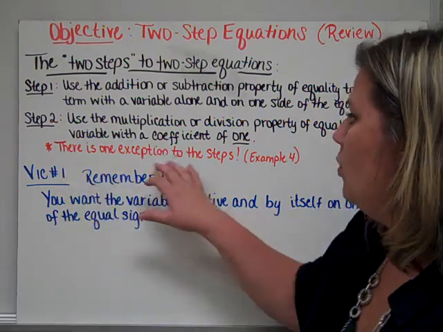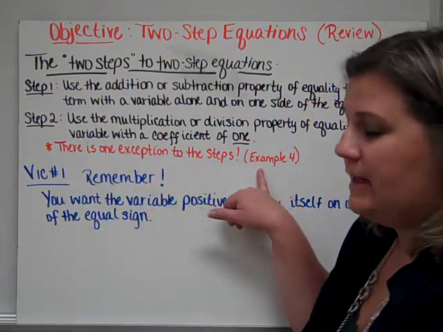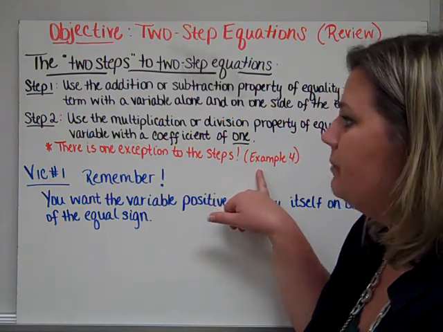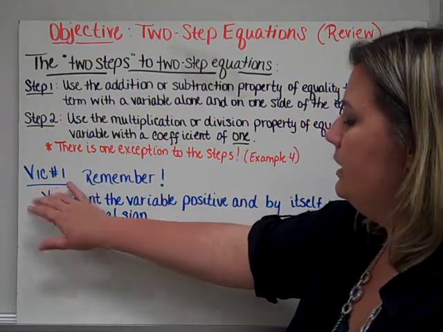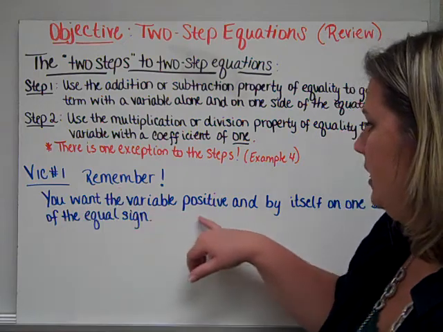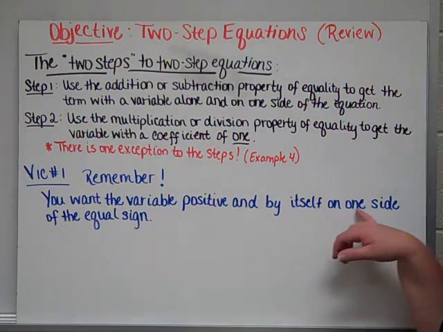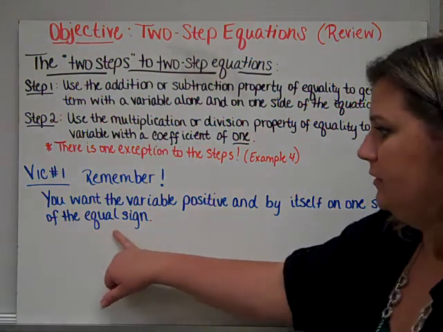There is, of course, one exception to the steps, and that's going to be example 4 when we get to that example. Remember, you want the variable positive and by itself on one side of the equal sign.